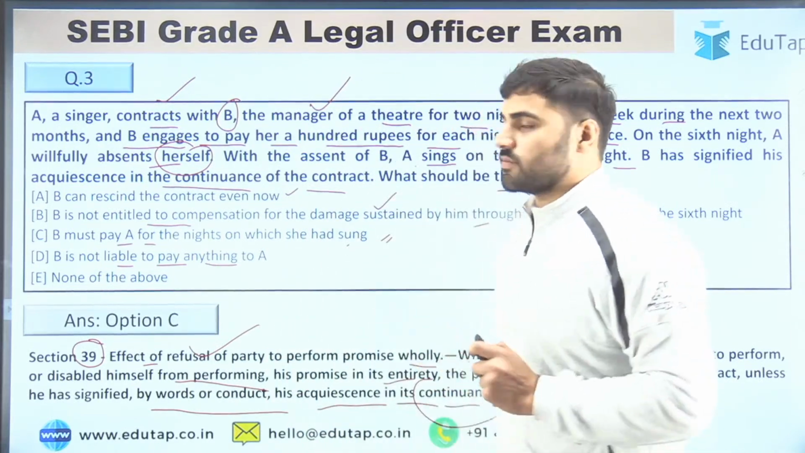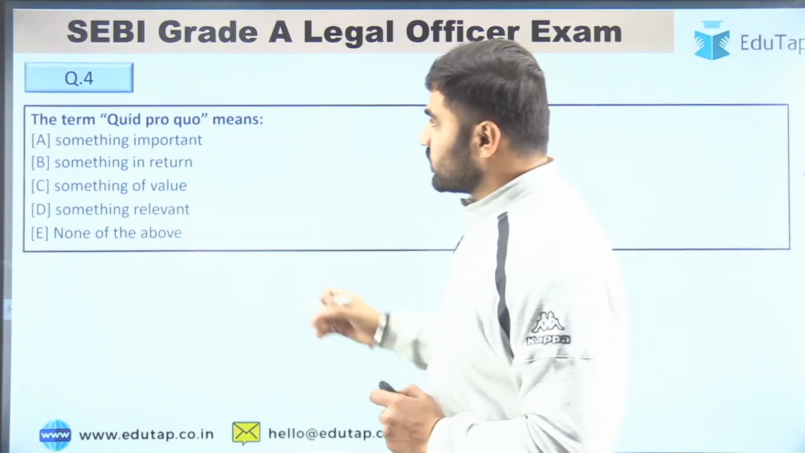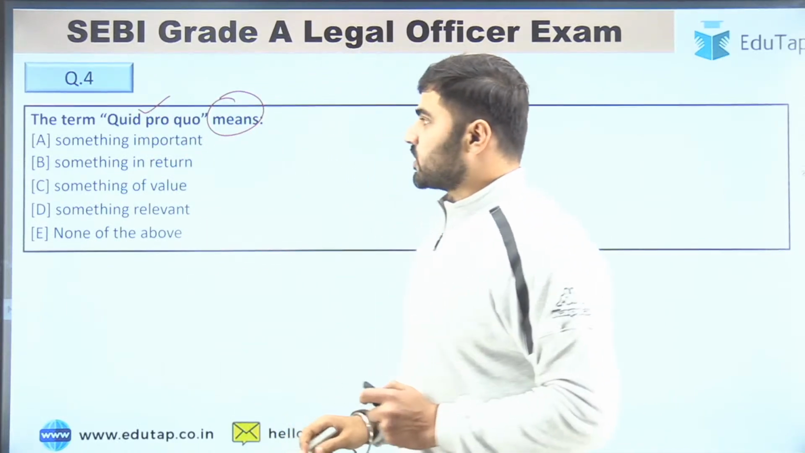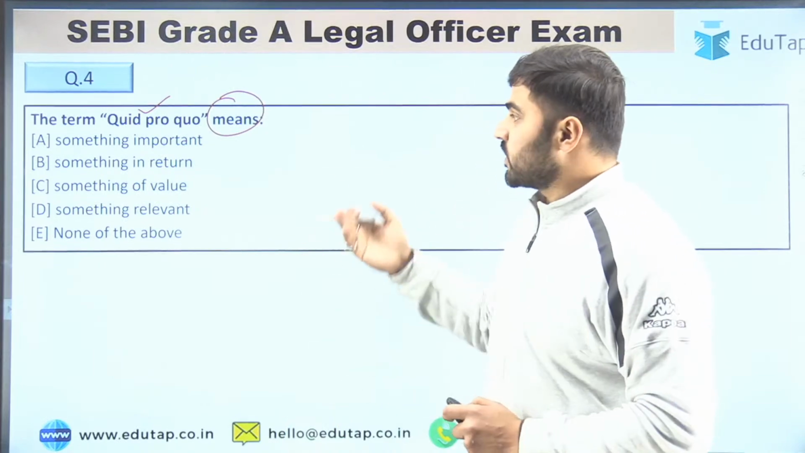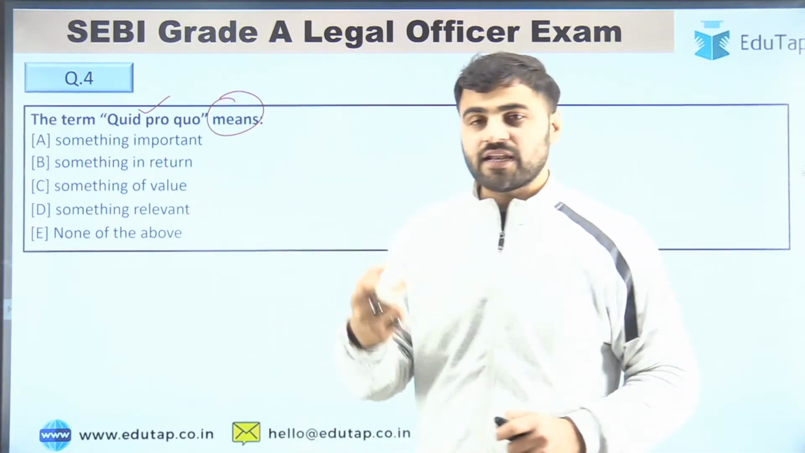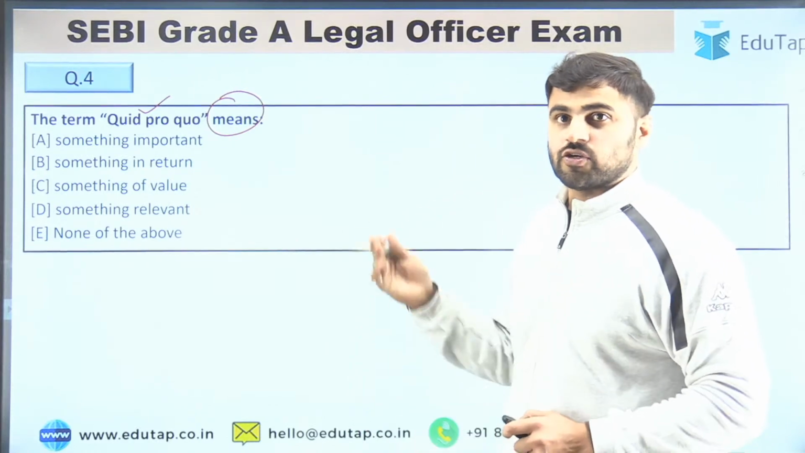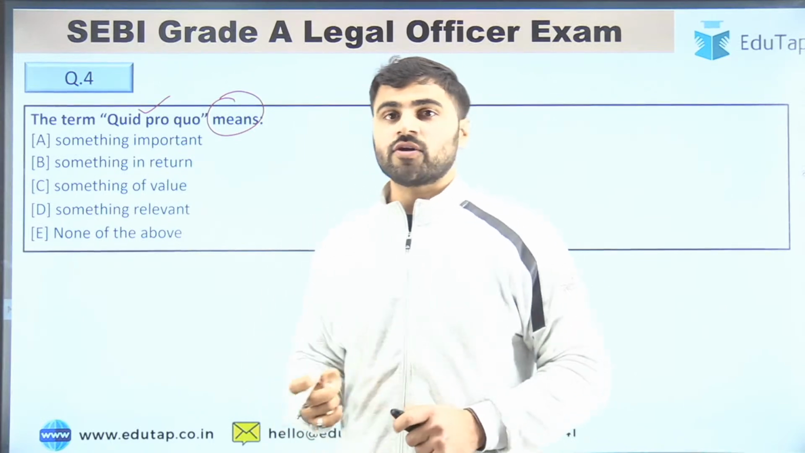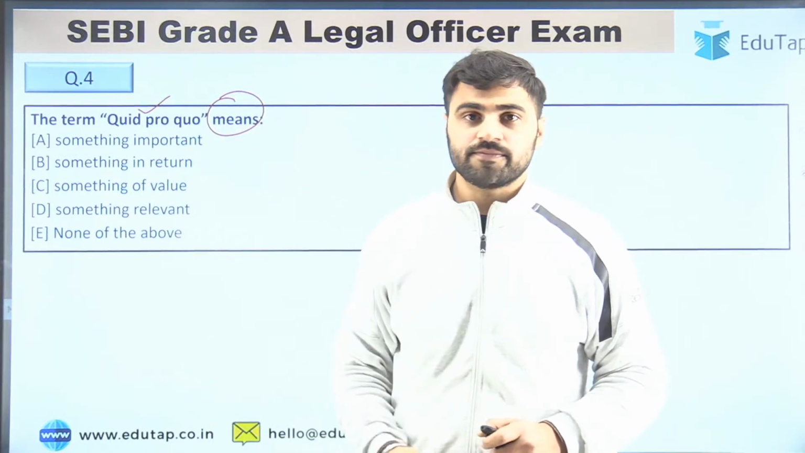Now let's move to question number 4. Question number 4 is: the term quid pro quo means, right? Your options are: something important, something in return, something of value, something relevant, or none of the above. Which of the following is correct? Guys, tell me what is the right answer for question number 4.